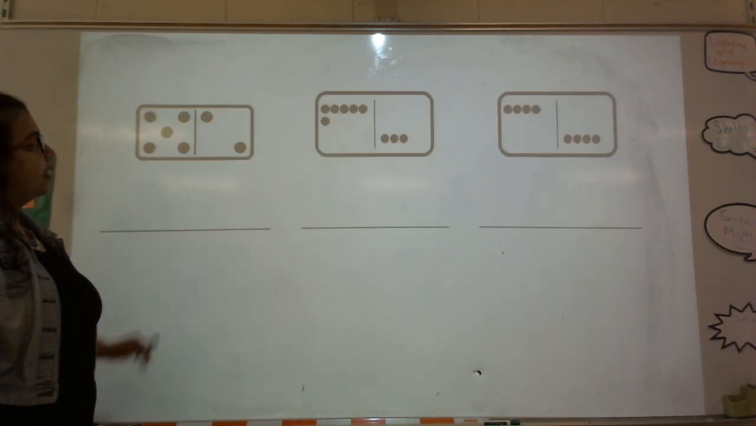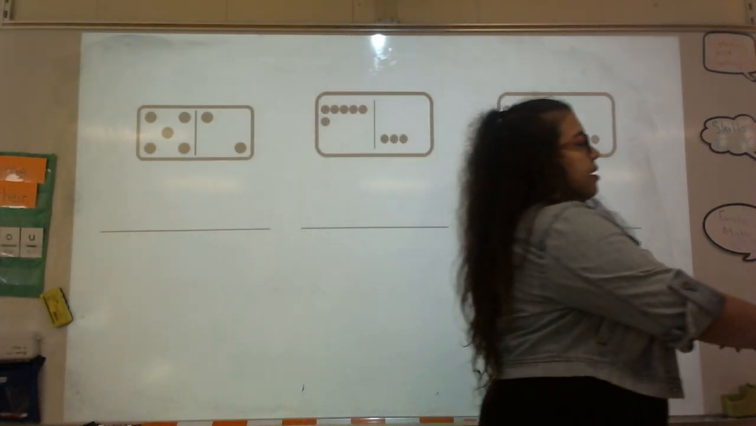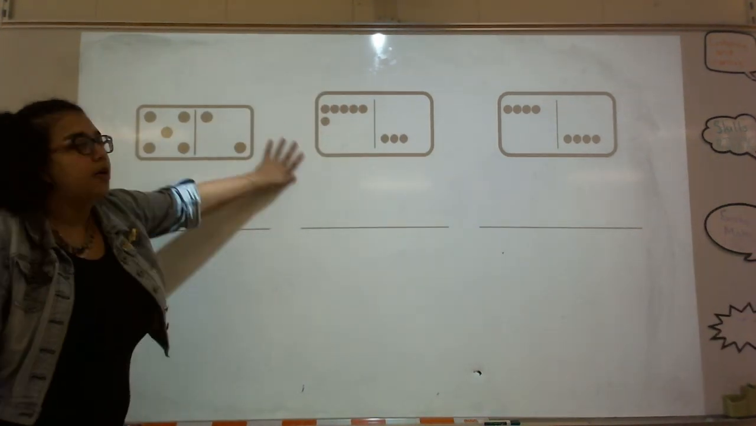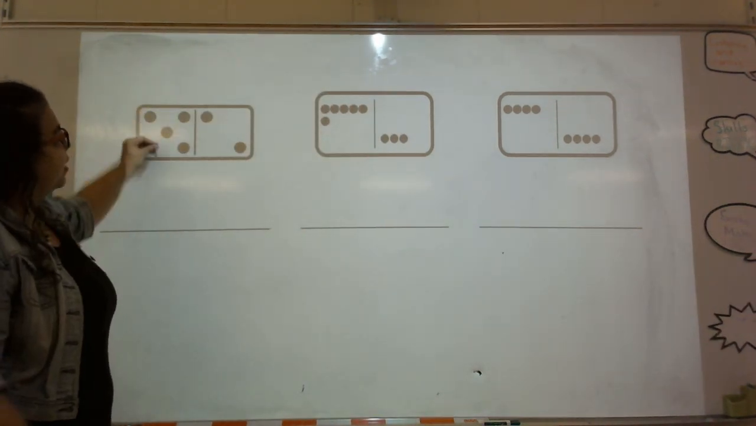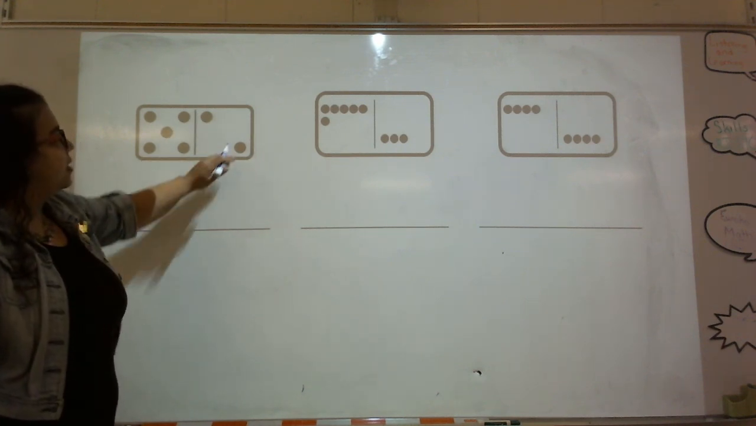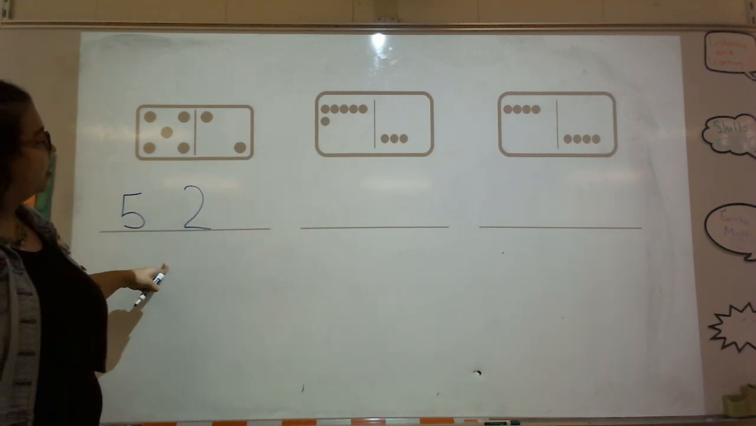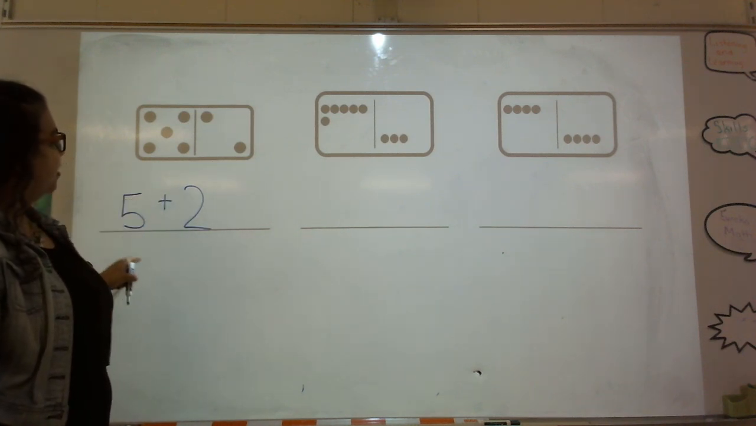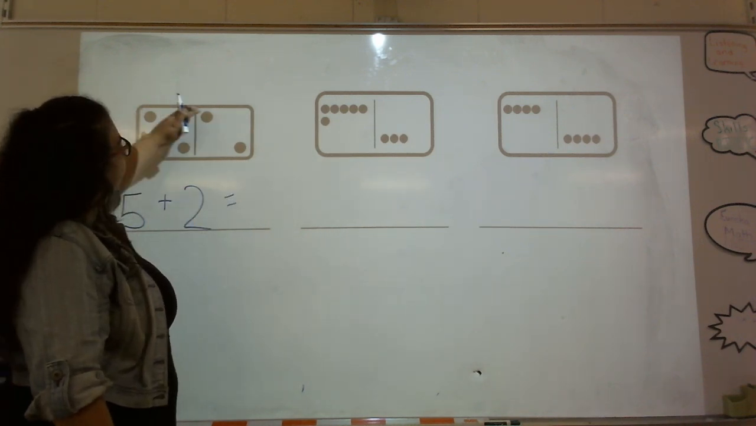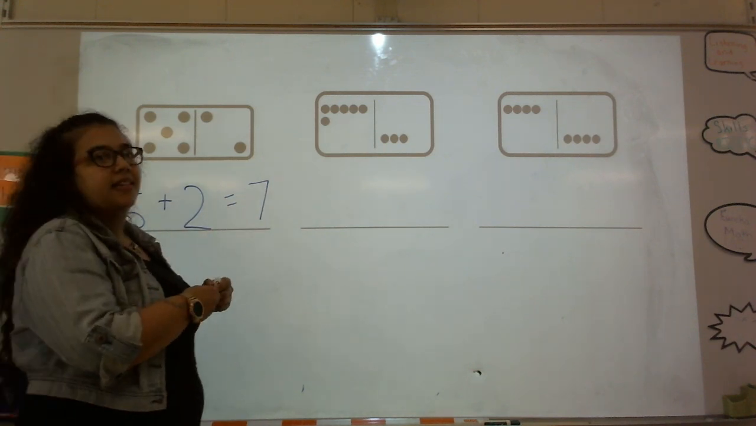The first one being, viewing each of these dominoes as an independent number sentence. An independent number sentence. So this first domino depicts what? What is the first part here? 5, good. And what's the second part? 2. And what operation am I performing? I am adding, good. 5 plus 2 is equal to 5, 6, 7. 7.